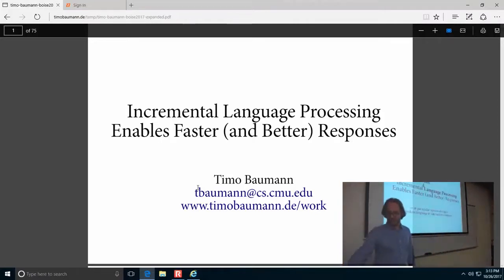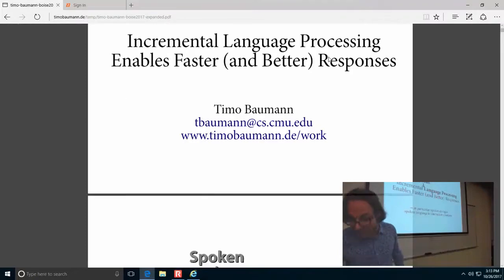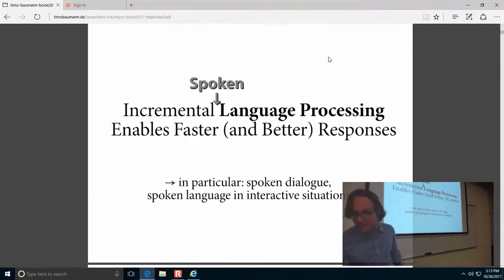The first thing that I must mention is that I mostly work on spoken language processing, in particular spoken dialogue, or actually anything that is spoken language in very interactive situations. And the reason why I put spoken in there is because I think language is much more interactive when we're speaking, because it's way beyond words and there are so many more subtle things in there.